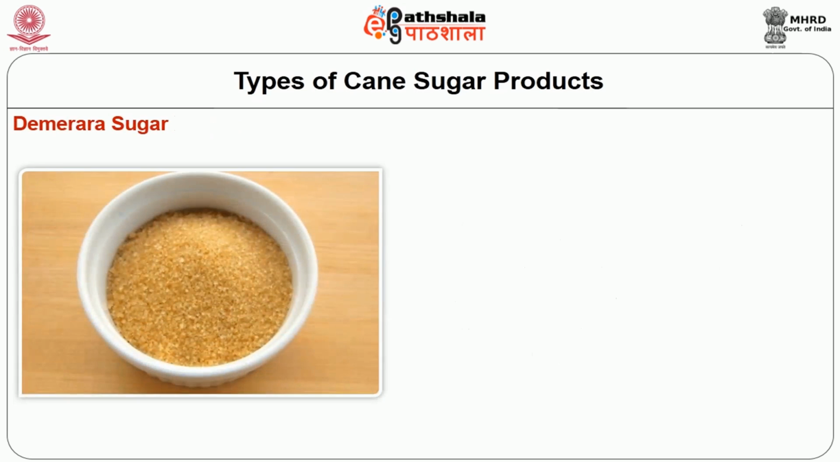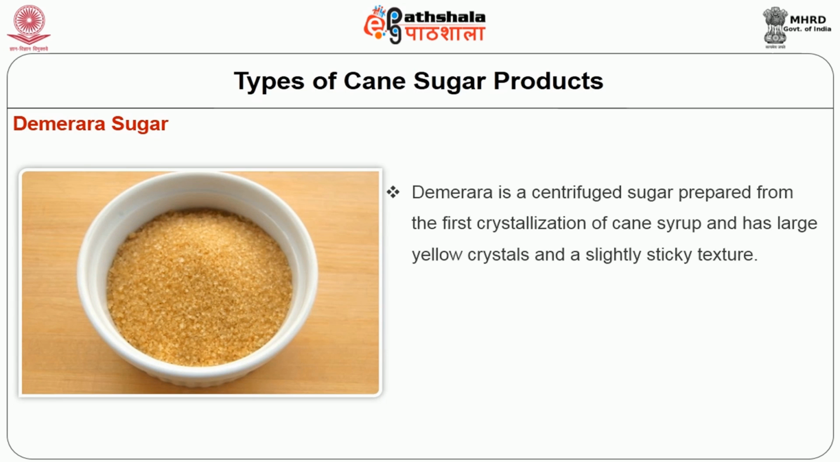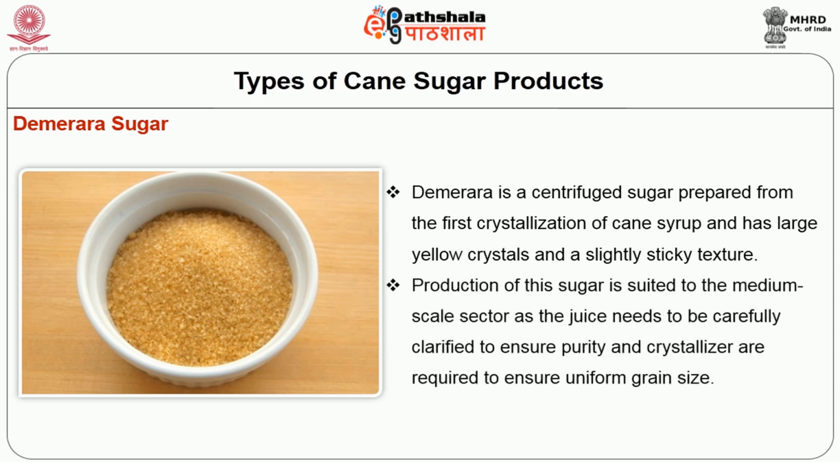We'll see about Demerara sugar. Named after the area in Guyana where it was first produced, Demerara is a centrifuge sugar prepared from the first crystallization of cane sugar and has large yellow crystals and a slightly sticky texture. Production of this sugar is suited to the medium-scale sector as the juice needs to be carefully clarified to ensure purity and crystallizers are required to ensure uniform grain size.